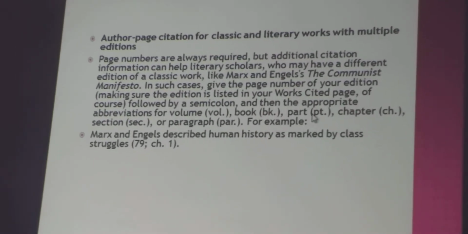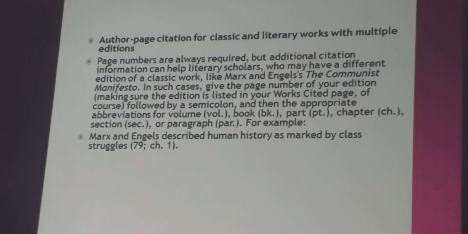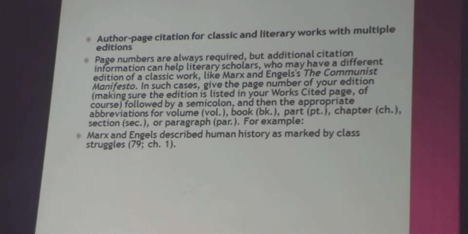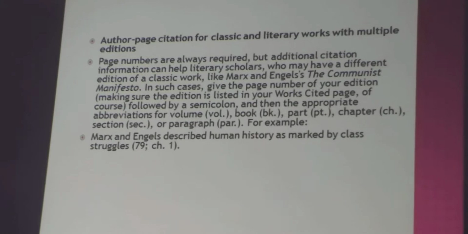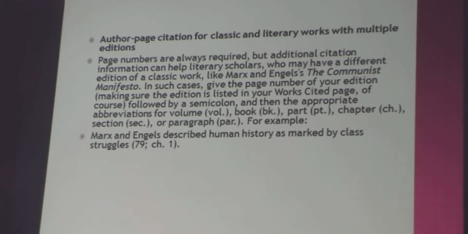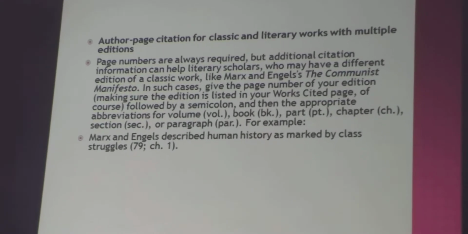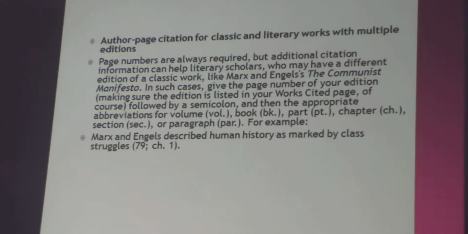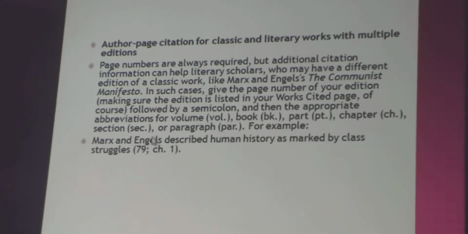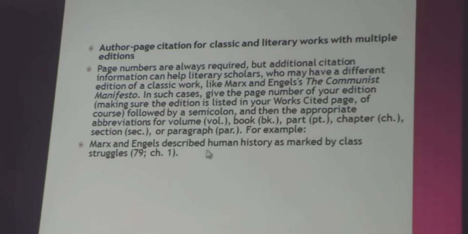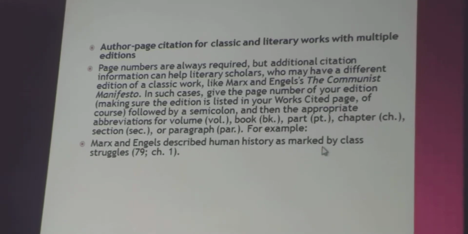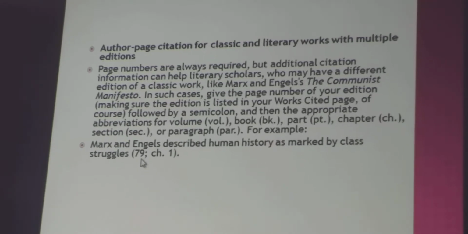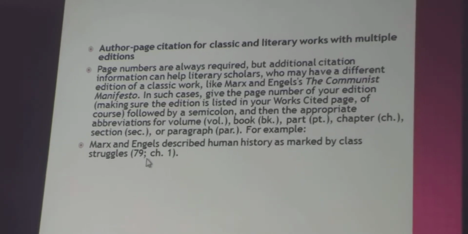Author page citation for classical literary works with multiple editions. So as you can see here, sometimes you haven't a page number in some books. In this case, what should I do if there is no page number? And in case there is a page number, as you can see here, Marx and Engels describe human history as marked by class struggles. So there is a page number, but I should also add, in case you've got chapters.